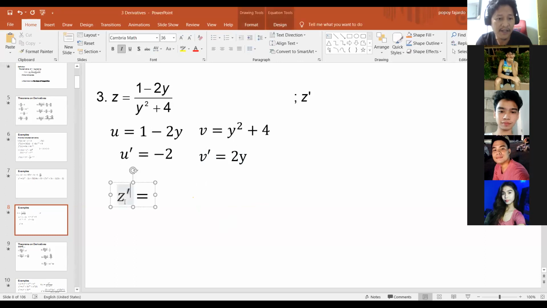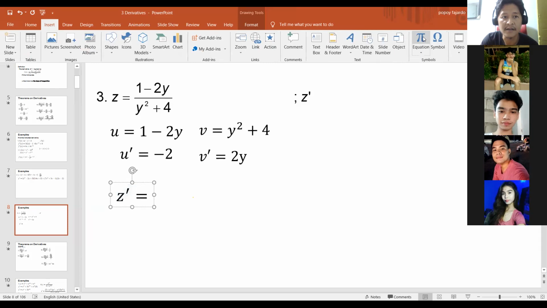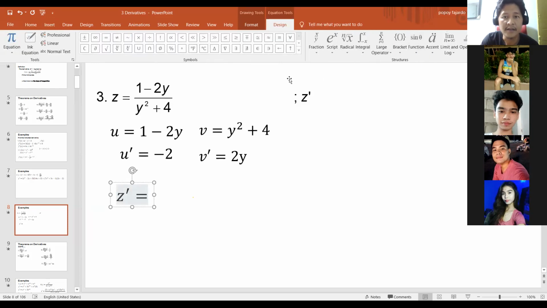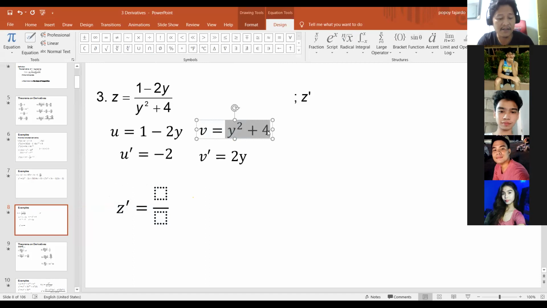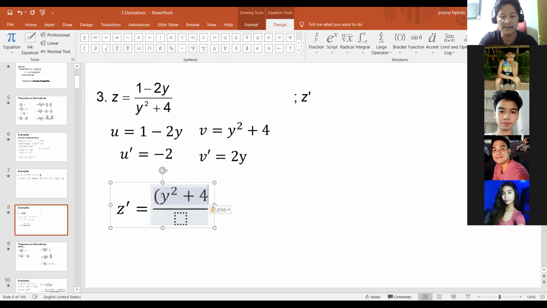So to get the derivative of the whole thing, z prime, this will be equal to what? So first we copy the denominator. Ilagay natin sa fraction. Ano yung denominator natin? Ang denominator natin ay ito, di ba? Copyahin natin ito. Ayan. Tama? Di ba? Low d-high.